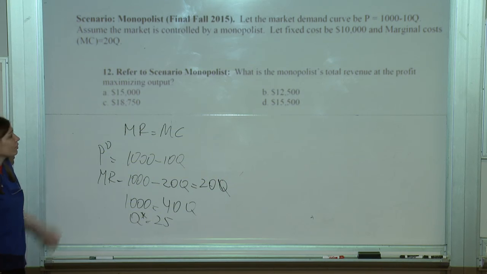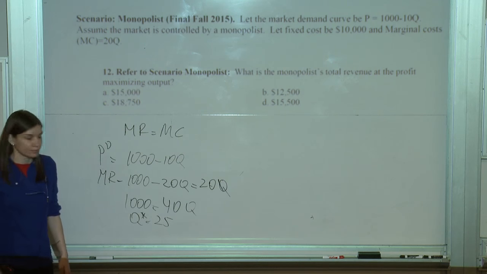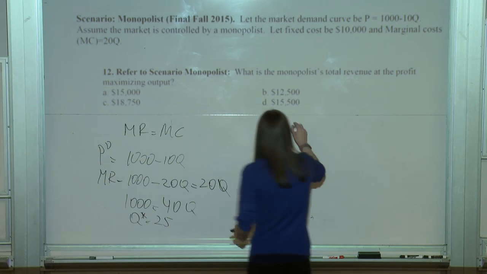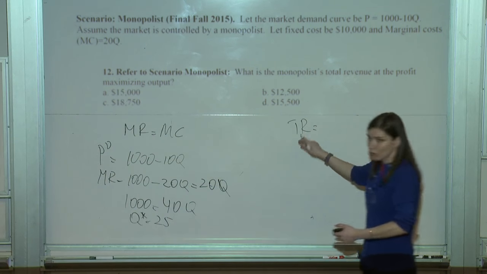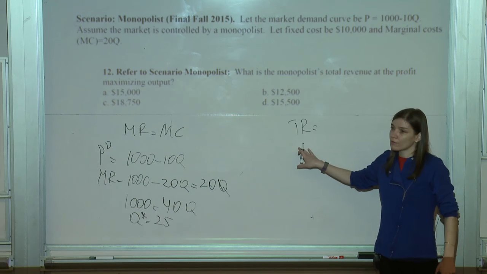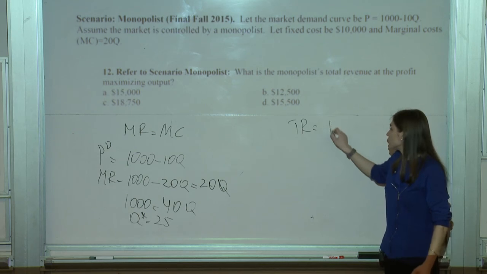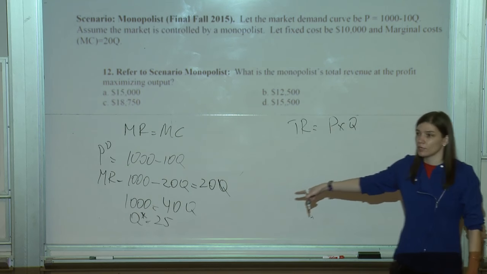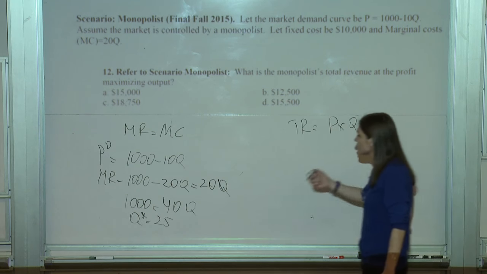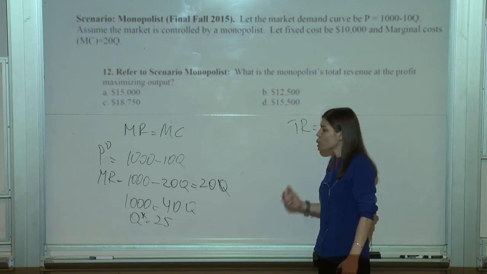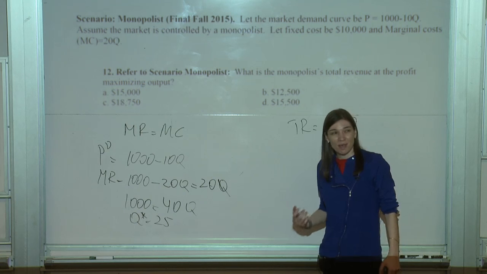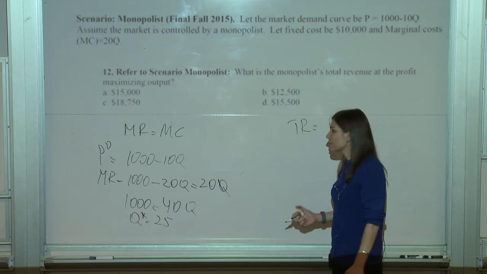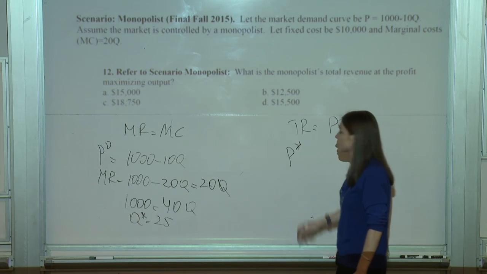Okay, same scenario. What is the monopolist's total revenue at the profit maximizing output? So I'm after total revenue now, not profit, just total revenue. Total revenue is price times quantity. Well, I know the quantity is 25, so I need to find the price. If the profit maximizing quantity is 25, what is the profit maximizing price that the monopolist is going to charge? How do I find that?